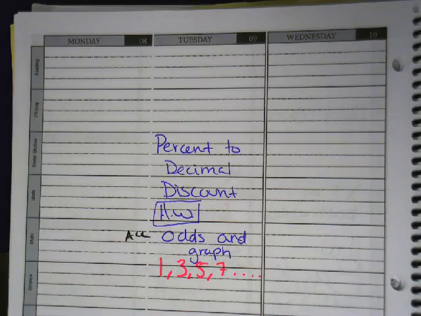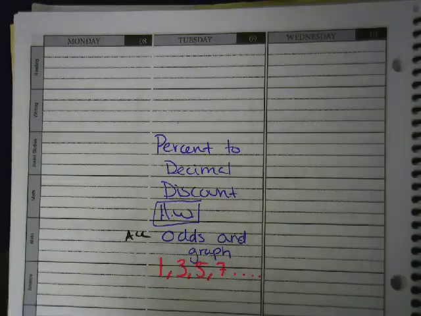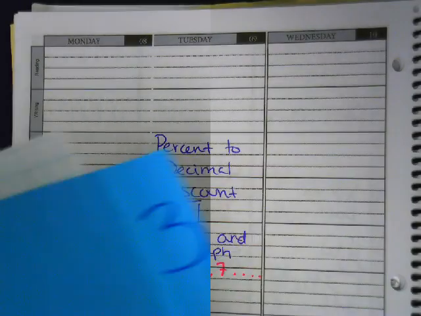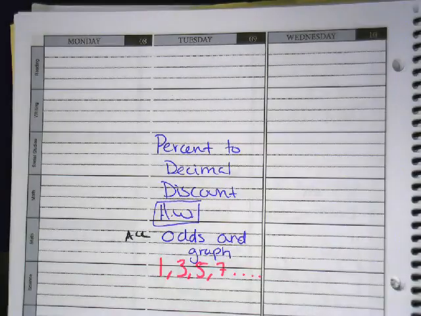Okay? All right. Now, well, 6 is not odd. Yeah, it is. You can make it odd. 6 to 7. I don't have that ability.